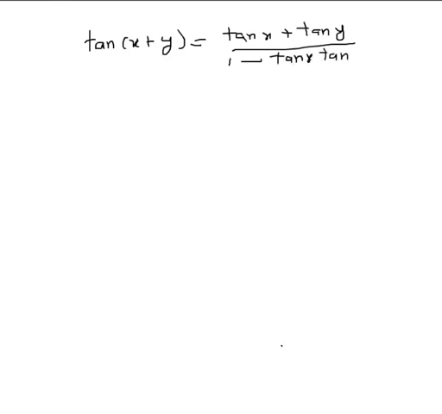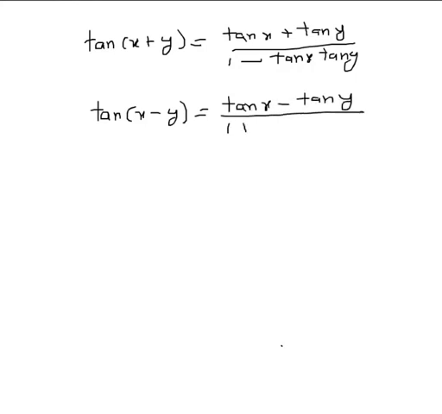So we have the next 4 formulae. Just now we derived tan of x plus y, which is tan x plus tan y, divided by 1 minus tan x tan y. Derivation is not important, you memorize the formulae. I am deriving it so that it will be easy for you to memorize. Similarly, we can derive the formula for tan of x minus y, which becomes tan x minus tan y divided by 1 plus tan x into tan y.